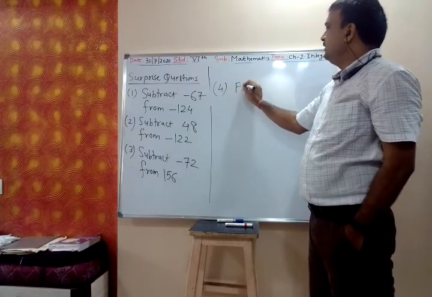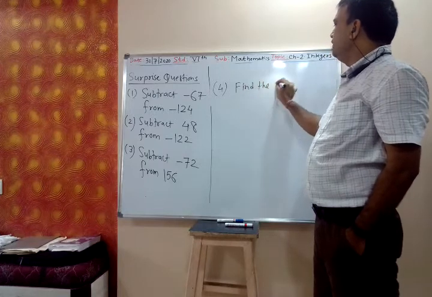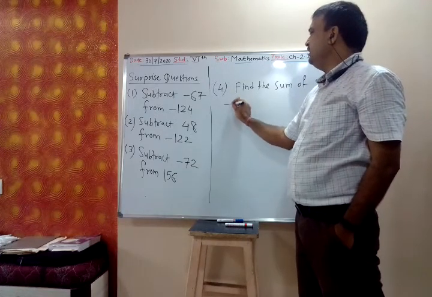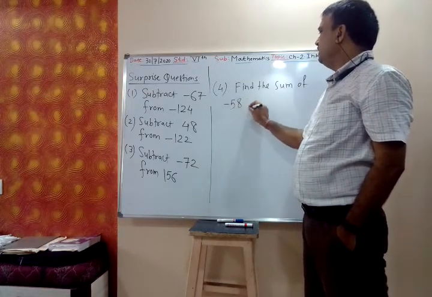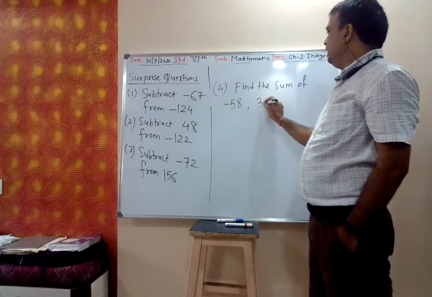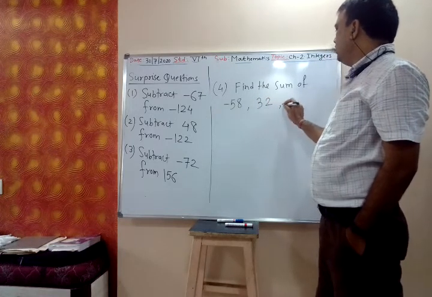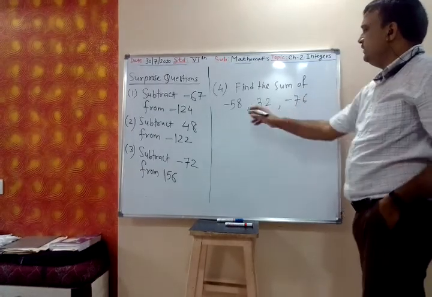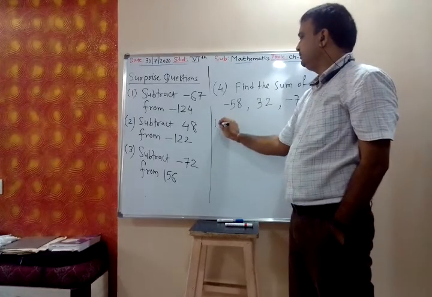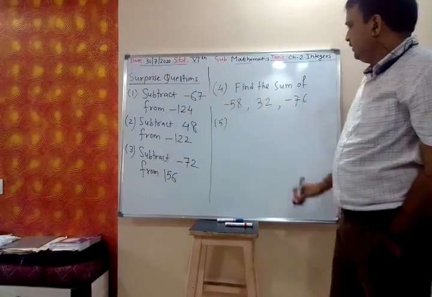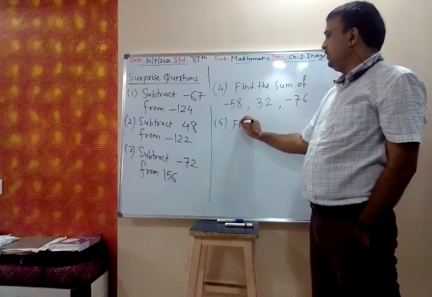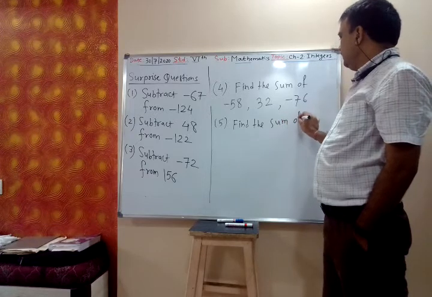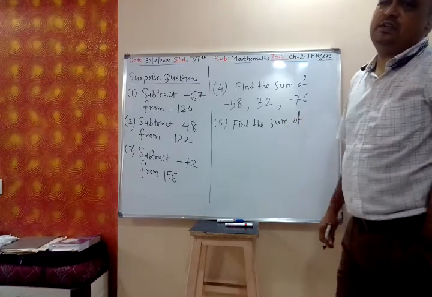Find the sum of minus 58, 32, minus 76. Find the sum of these three numbers. Fifth, find the sum means you have to add all the three numbers.